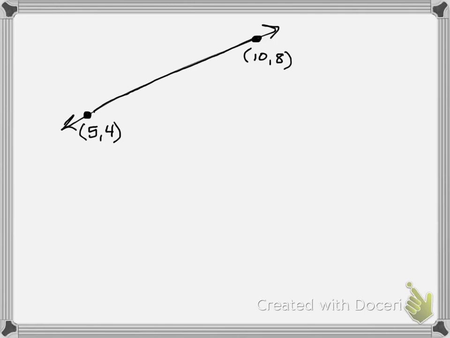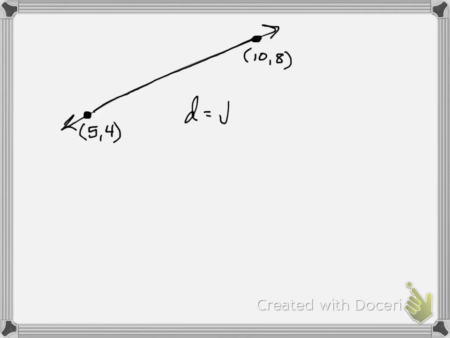Now let's talk about the distance between 2 points on a line. Let's say we have a point here and a point there. Let's say this point is at 5, 4, and this point is at 10, 8. Well, we have a distance formula that tells us the distance between those 2 points, and that formula is going to be given to us.